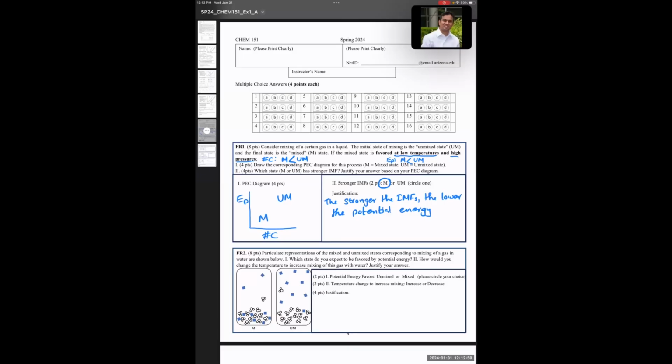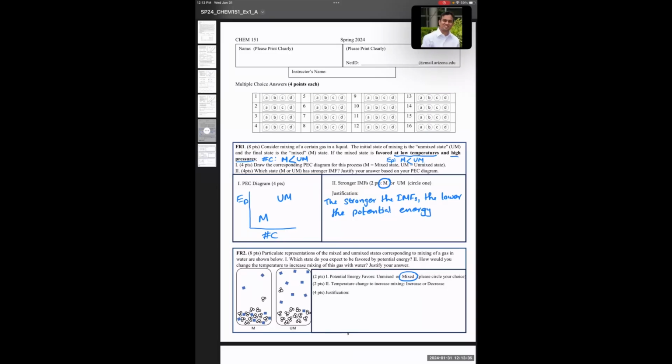Question one, potential energy favors unmixed over the mixed state. So potential energy favors the state with lower potential energy. Okay, so it should be the mixed state. All right, and then how do we know that the mixed state has a lower potential energy? Because you have particles closer to each other in the mixed state, meaning you can have stronger attractive interactions. The stronger the attractive interactions, the lower the potential energy. And that's why we selected the mixed state as being favored by potential energy.